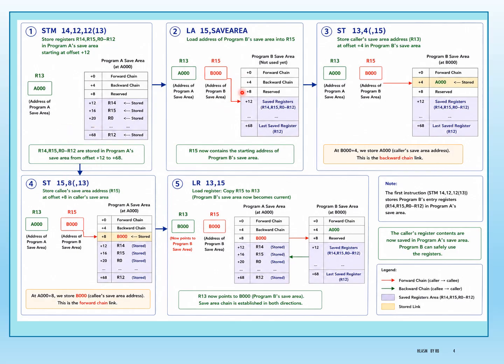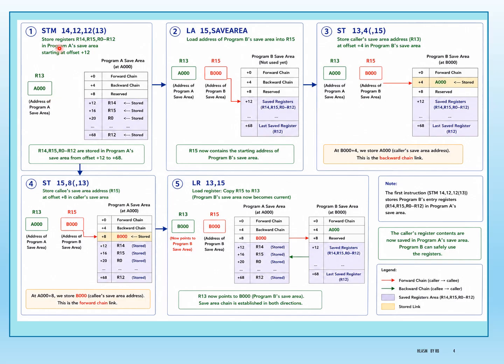Now let us come to this. Now I have already switched to my new program. What I am doing is storing the save area address in register 15. You see, LA means load address. So my save area of program B, assume, starts at B000. So I am loading that address in register 15. That means what will register 15 contain right now? B000.